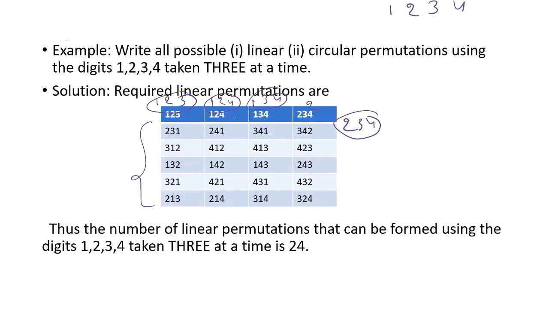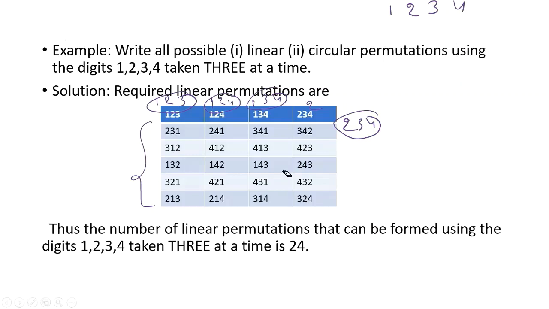Anyway, I encourage the students to pause the video and write down these 24 linear permutations on their own. If you are able to write down these 24 linear permutations on your own, you will understand the pattern. Once you understand the pattern, you can count how many permutations are there. So we have listed down all linear permutations. These are the 24 linear permutations that we have using the digits 1, 2, 3, 4 taken 3 at a time.